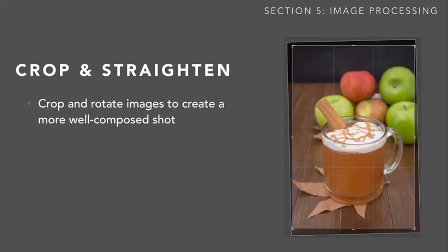Along with this is straightening your image. And this is where you basically just rotate your image. So if the horizon line, or in this case the edge of the wooden table in the background, was tilted off to the right because my camera was at the wrong angle, I can straighten it by just rotating the image slightly to the left, and then it's straightened out.